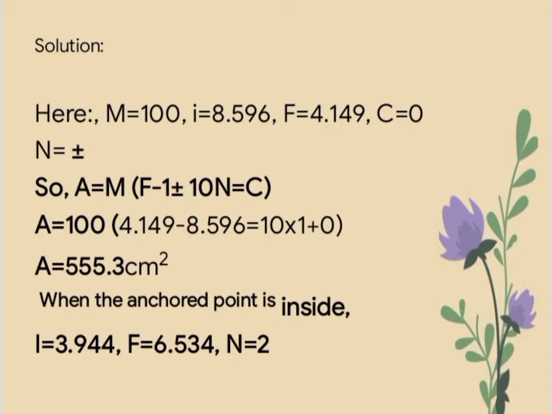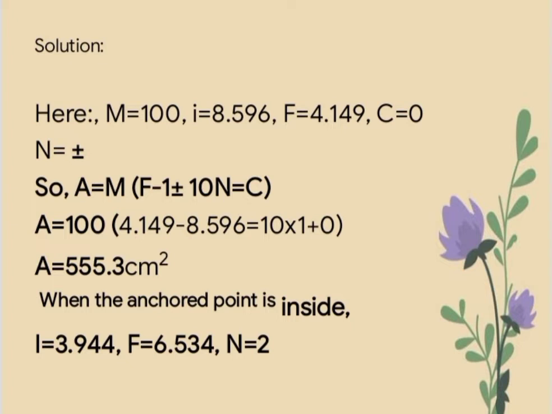To find the area, 4.149 minus 8.596 plus 10 times 1 plus 0 is equal to 555.3 centimeters squared, where the anchor point is on the outside. And we're not done yet. Let's calculate with the anchor point inside.